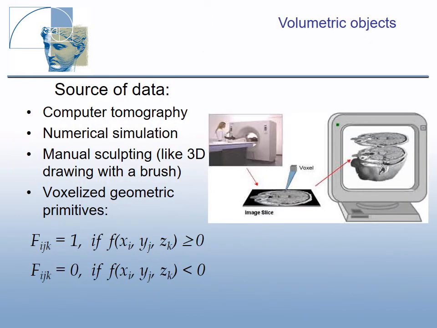Sources of volumetric data are computer tomography, as shown in the image, numerical simulation, manual sculpturing, which is a kind of 3D drawing with a brush, and voxelization of geometric primitives, where at each node of the 3D grid we can assign either a real value for the implicit form or at least binary values for the nodes with non-negative function values, as shown at the bottom.